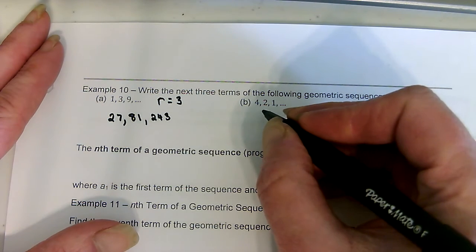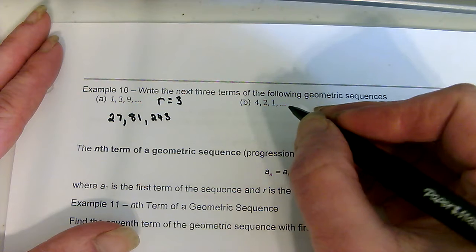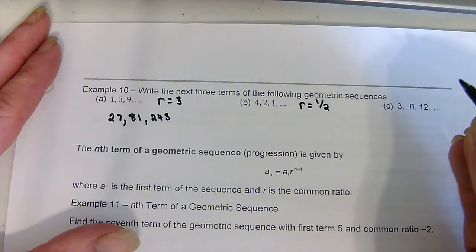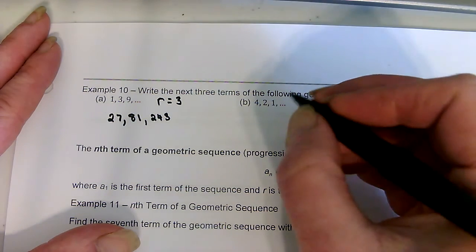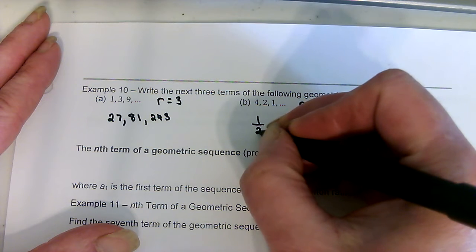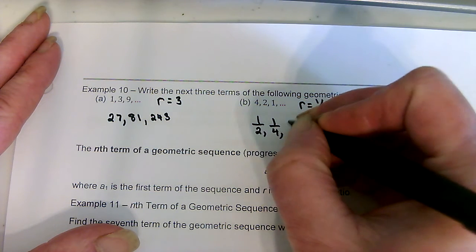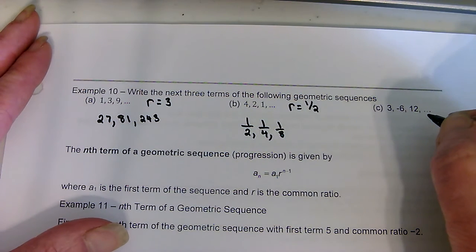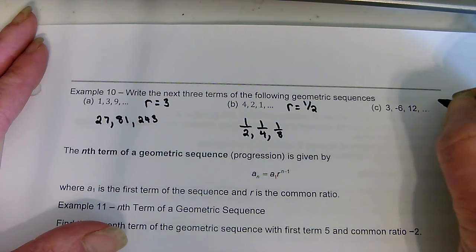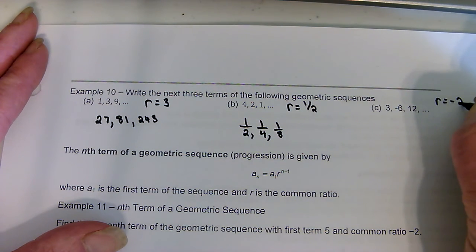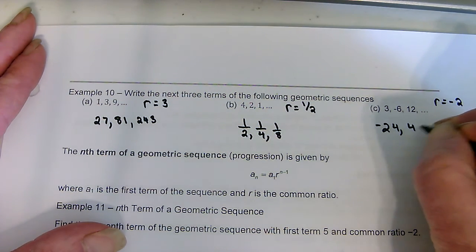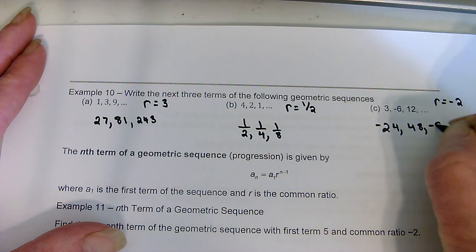What am I multiplying by each time here? Well, this would be by a half. So the next one would be a half, and then a fourth, and then an eighth. 3, negative 6, 12. Oh, this one's multiplying by negative 2 each time. So I'd have negative 24, then a positive 48, then a negative 96.